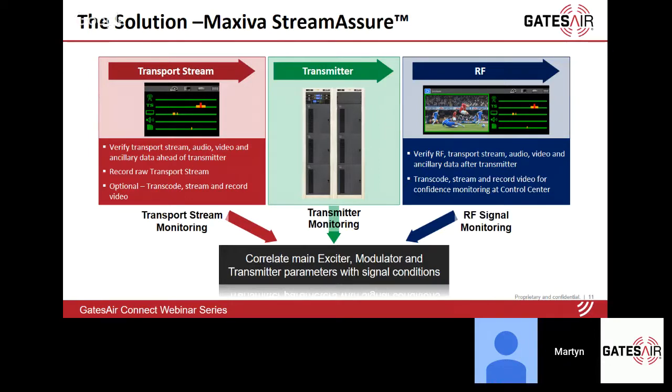We can do some monitoring of the transport stream ahead of the transmitter, and that may be in more than one place, but you can certainly do it anywhere ahead of the transmitter, or you might want to do it at the RF output somewhere, or even at the receiver end of the network if you want to. There's various places that you could monitor the integrity of the signal and look for performance changes and other parameters.